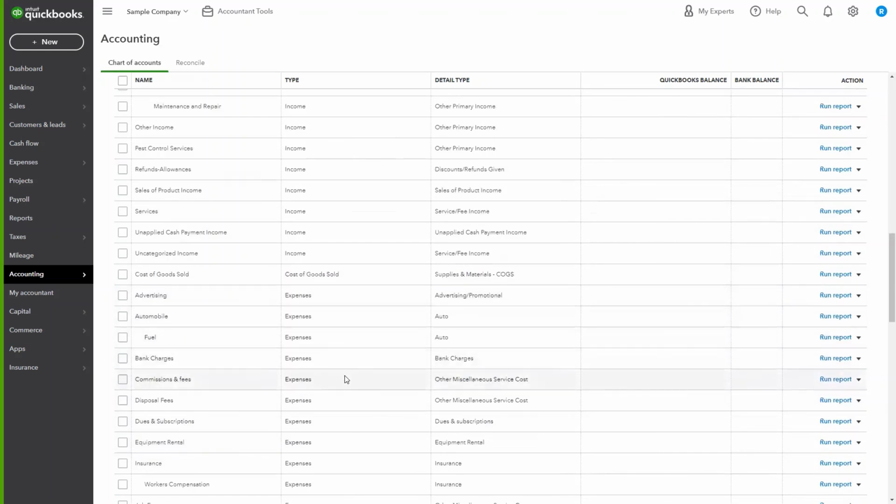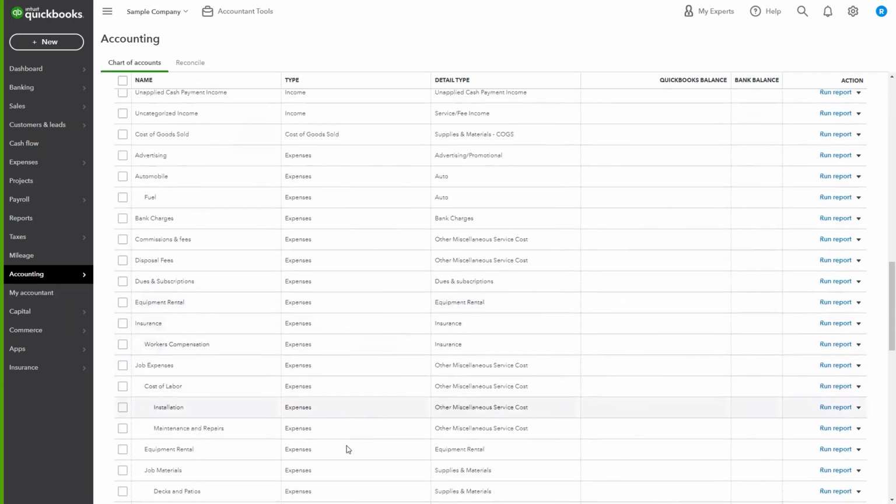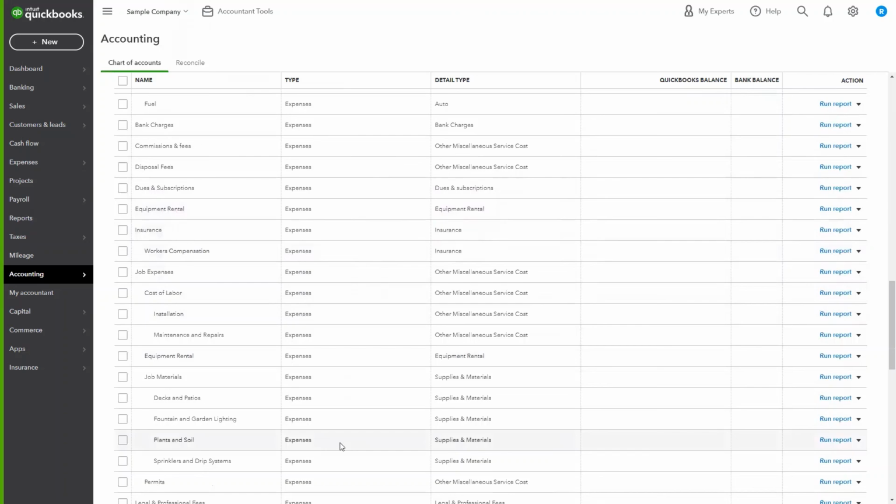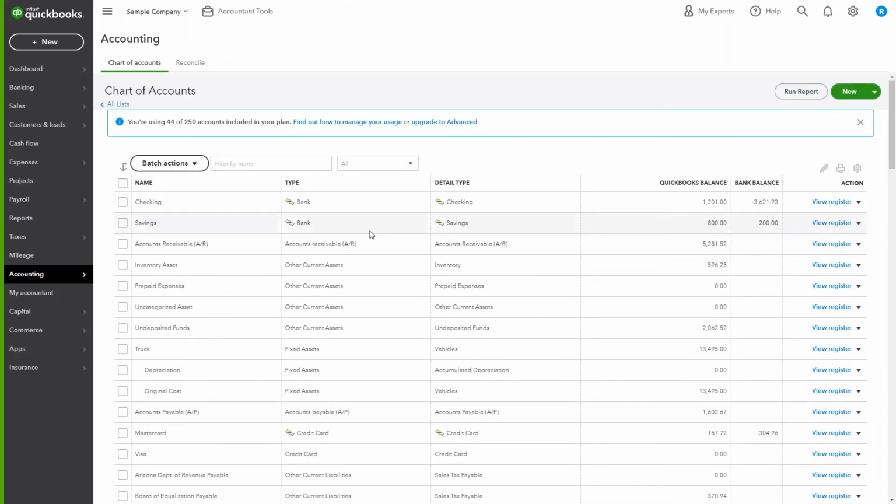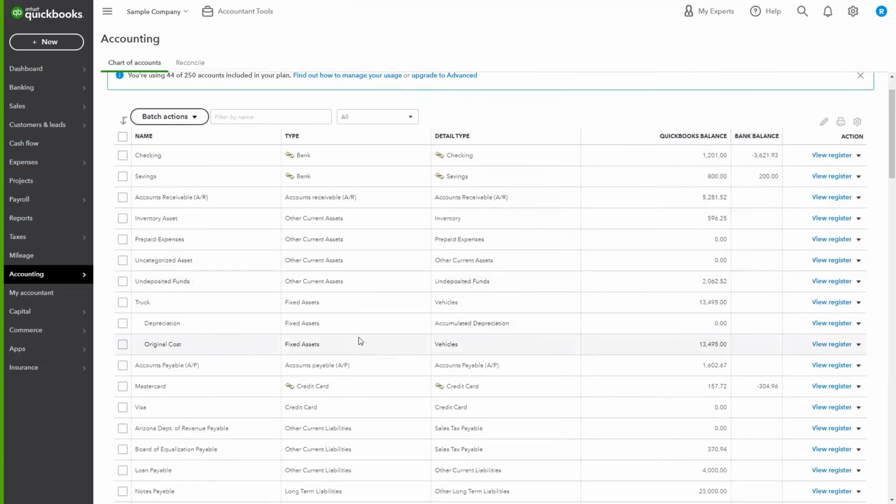Then we go into expenses. Expenses are like income. They're going to vary vastly by industry. So what you see here is for a landscaping company. This would not be the same as you would see for a restaurant or barbershop. So join me next time, and we're going to go through adding and editing line items in the chart of accounts.